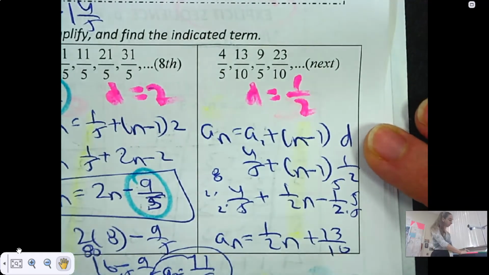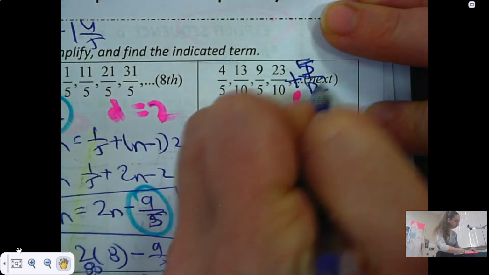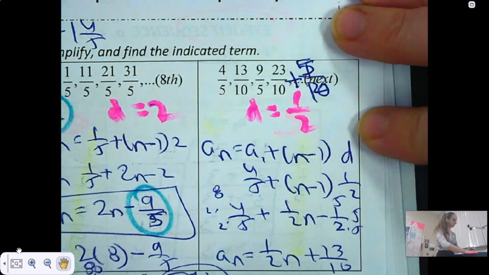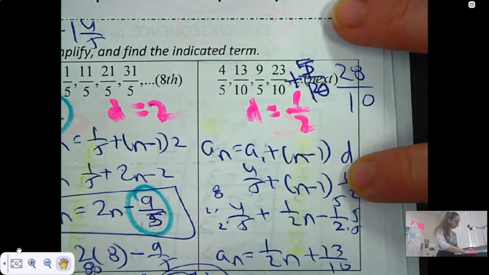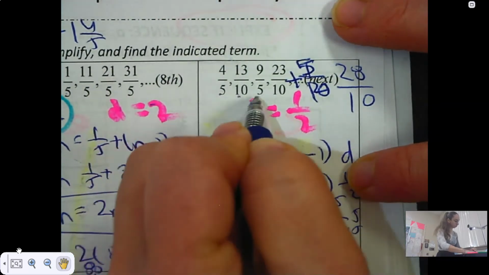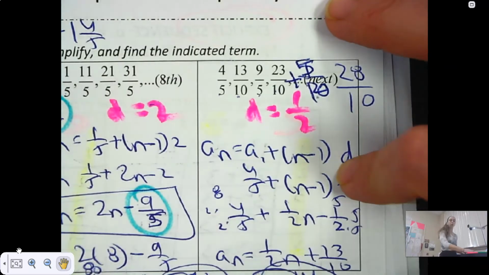If I want to find the next number, all I have to do is go 23/10 plus 1/2, or 23/10 plus 5/10 is 28/10, which simplifies to 14/5. So 1, 2, 3, 4, 5th term in the sequence is 14/5. And we'll work on that more, okay?